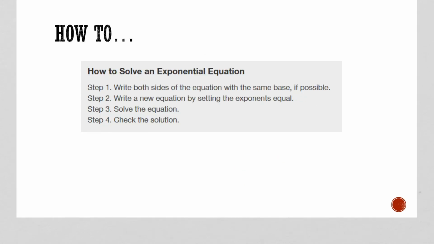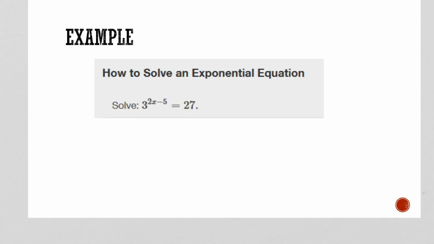How to solve an exponential equation. Write both sides of the equation with the same base if possible. Then write the new equation by setting the exponents equal to each other, solve the equation, and then check your solution. Again, you don't have to memorize this, but just read through and see if you're following the steps. Again, this is significantly more difficult to solve for x because the x is in the exponent, okay?